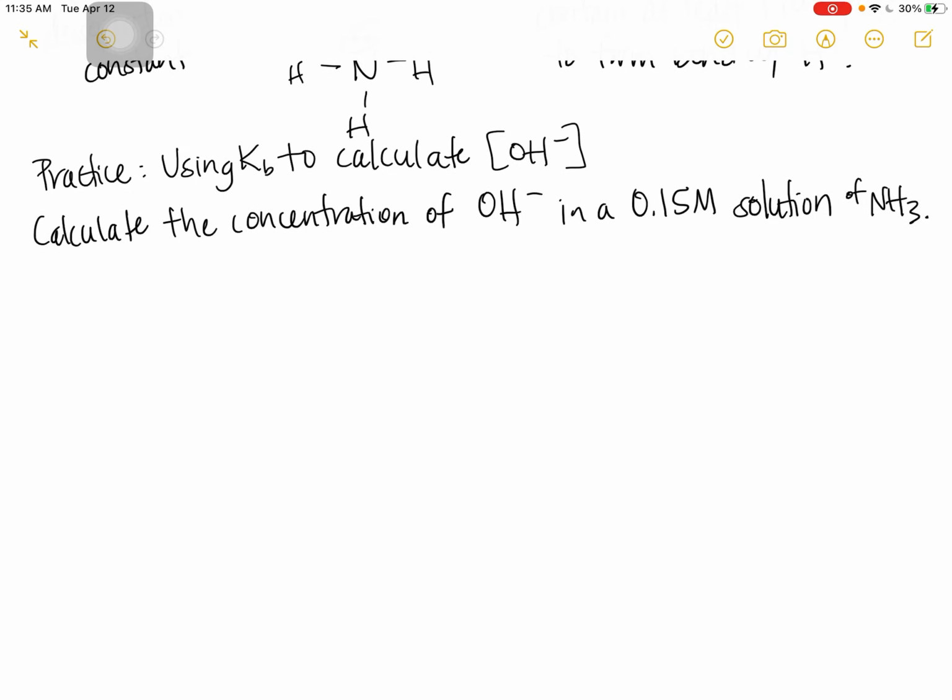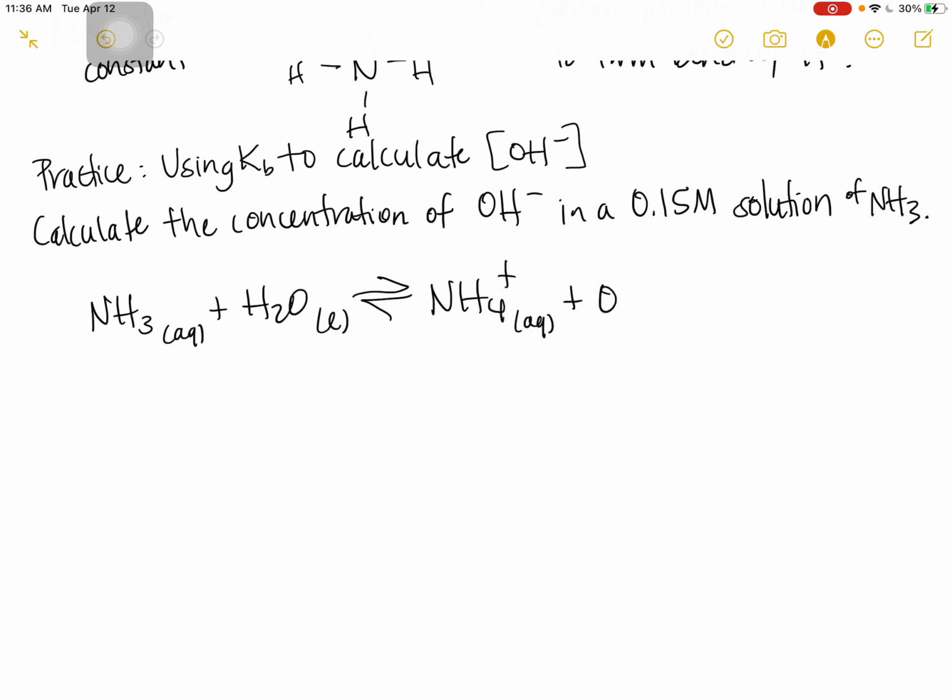Now let's look at a practice problem. So this says calculate the concentration of OH minus in a 0.15 molar solution of NH3. Okay, so we recognize that NH3 is a weak base. We're going to write our reaction, which is the same one we just had. It's an equilibrium situation. Okay, and I would need to provide you with Kb for this, or we could go to our chart real fast and look it up. But Kb for ammonia is 1.8 times 10 to the negative fifth. So that would need to be provided to you, or you have the ability to look it up.